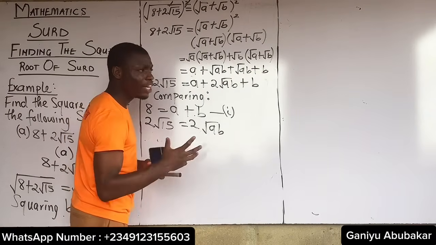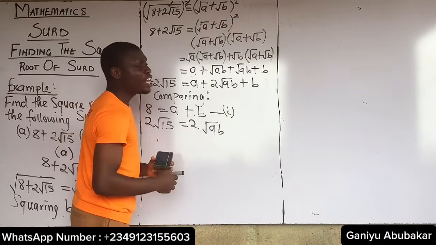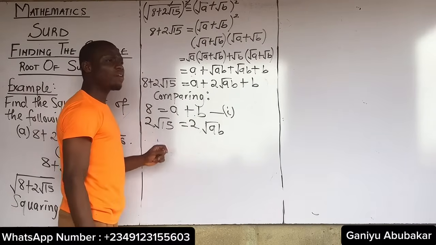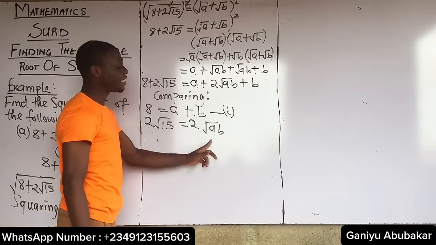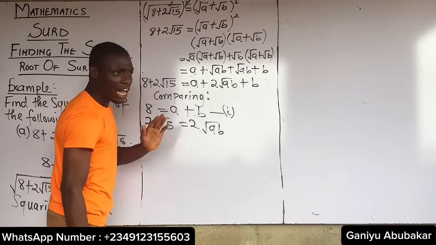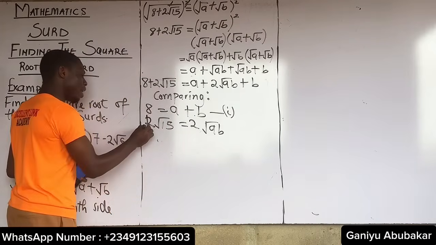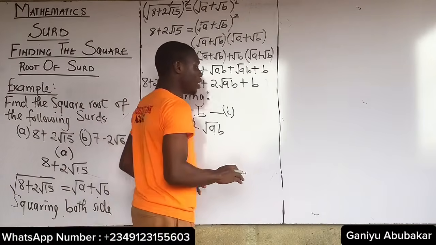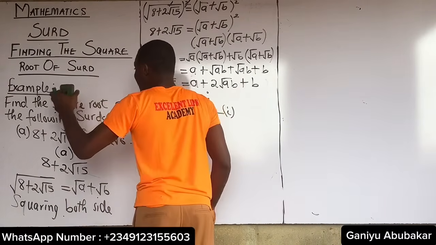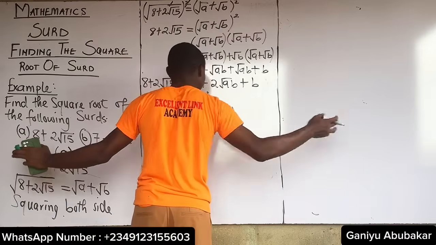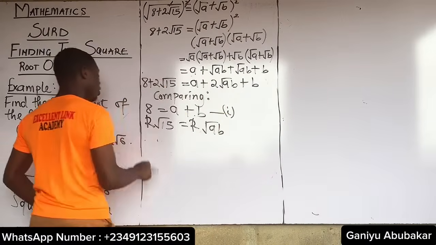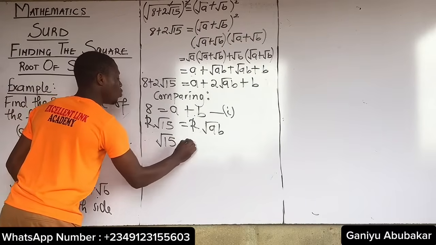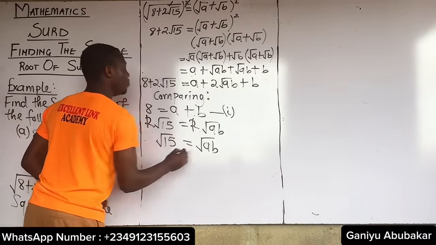Now in mathematics, there's one popular rule that says if I have an equation where I have the same thing on the left and right hand side, they can cancel out. So 2 here and 2 here can cancel out. That's the popular rule in mathematics. If I have something on the left and right hand side that are the same thing, they can what? Cancel out. So these two 2s cancel out, and I'll have root 15 is equal to root ab.